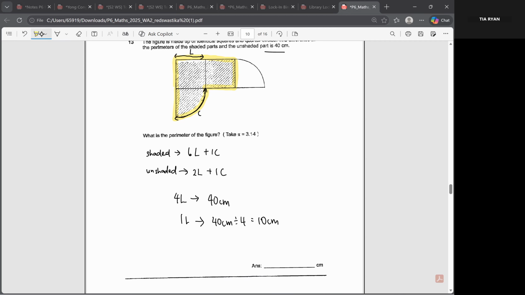What is the perimeter of the figure? Where's the perimeter of the figure? I'm going to highlight it in pink for you to see. Look, the perimeter of the figure includes this, this, this, this. Agree or disagree? Yes or no? So what is the perimeter of the figure?